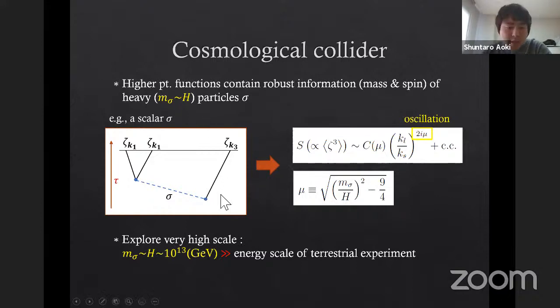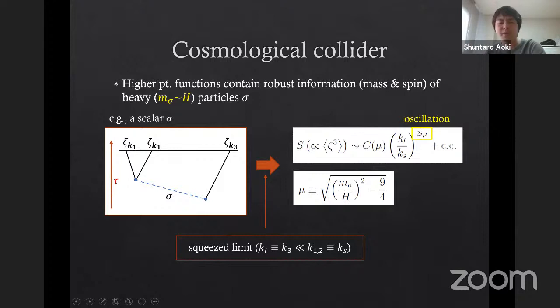So this figure shows an example of a 3-point correlation function which contains a real scalar sigma. Sigma is created at early times and later decays to the curvature perturbation.